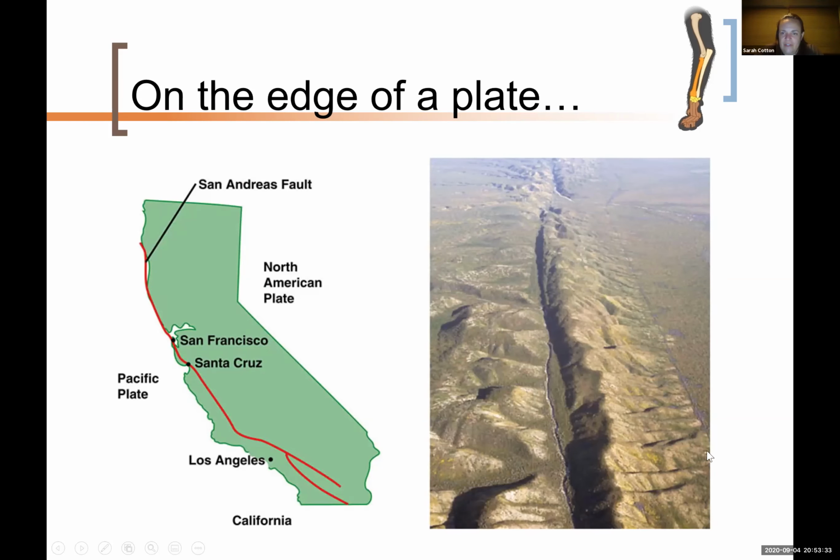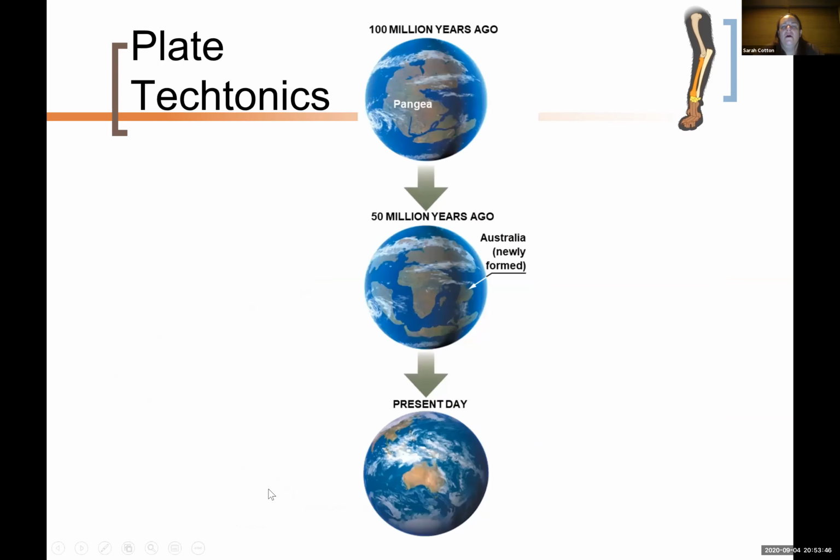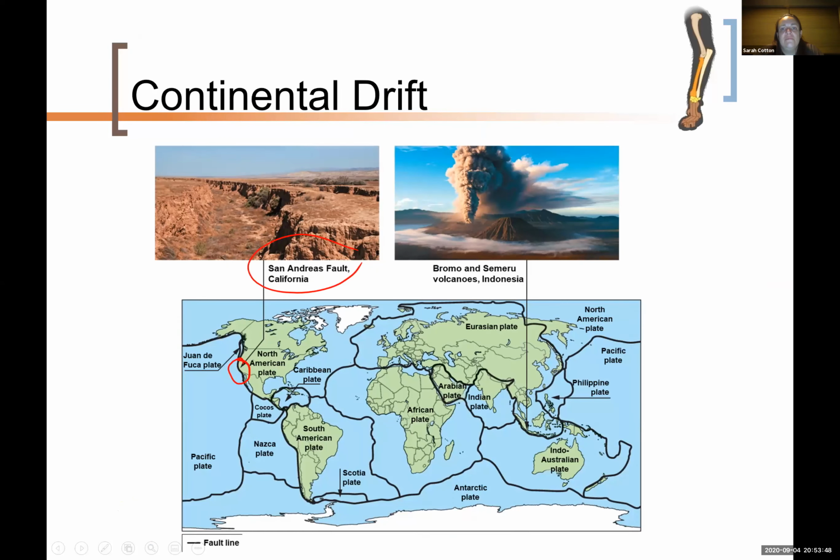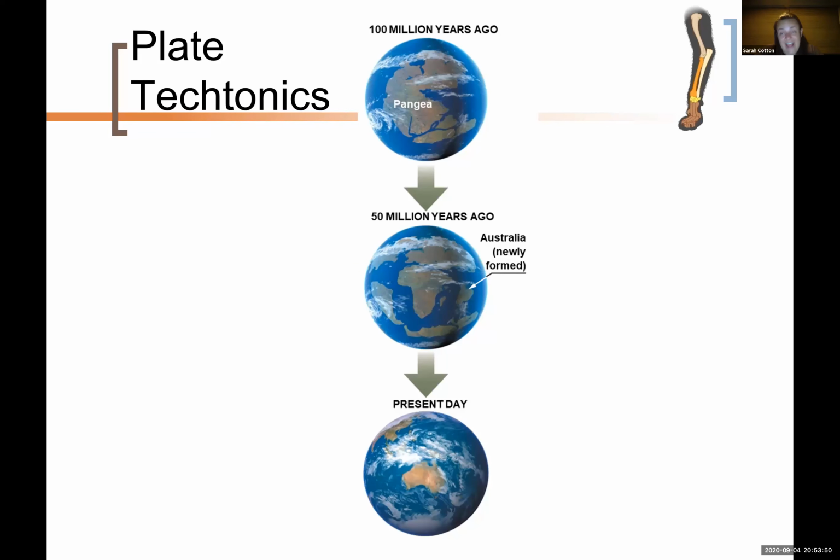Here's another picture of a different area of the San Andreas Fault. This is not a local picture, right? But yeah, you live like right there. Okay, so what does that have to do with anything? All right, these moving plates are the reason that Australia has a lot of marsupials and other places don't have as many. Okay, so let's go back in time.